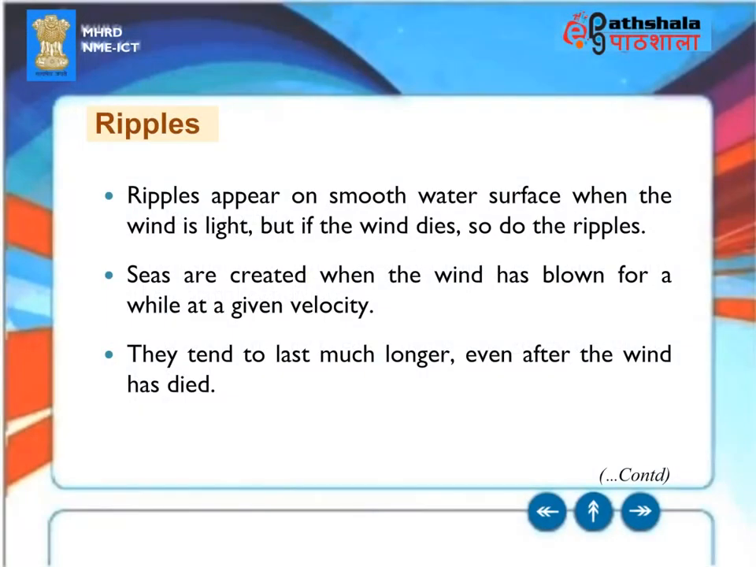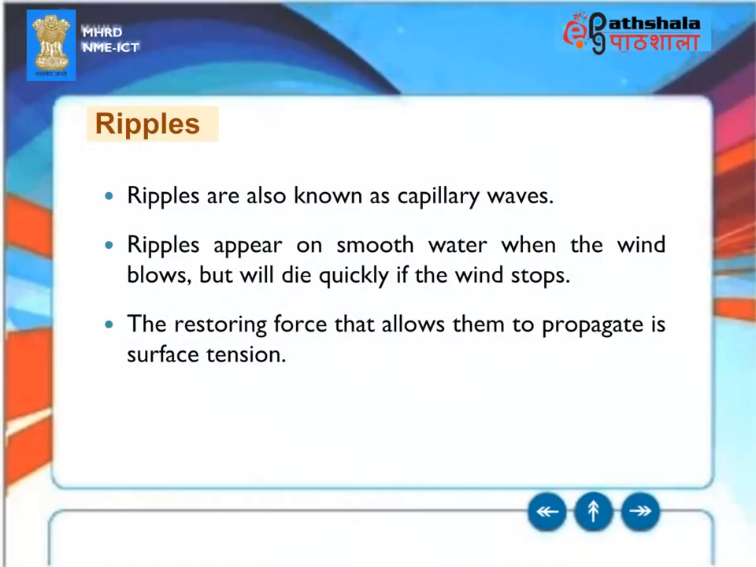Ripples. Ripples appear on a smooth water surface when the wind is light, but if the wind dies, so do the ripples. Seas are created when the wind has blown for a while at a given velocity. They tend to last much longer, even after the wind has died. Ripples are also known as capillary waves. Ripples appear on smooth water when the wind blows, but will die quickly if the wind stops. The restoring force that allows them to propagate is surface tension.